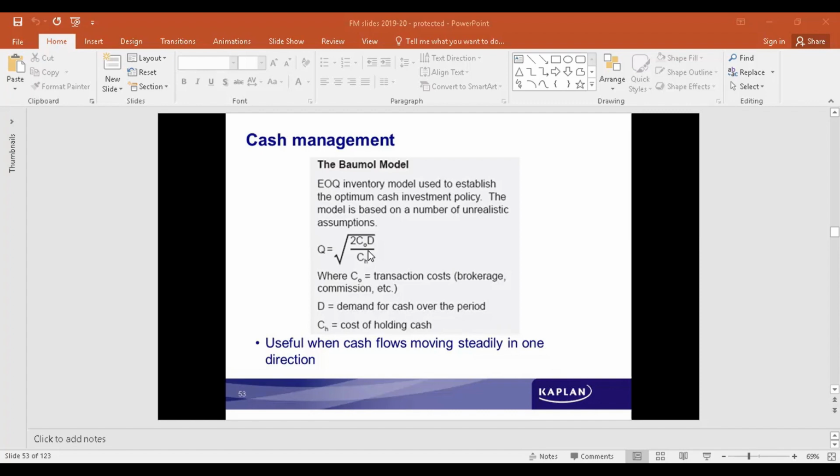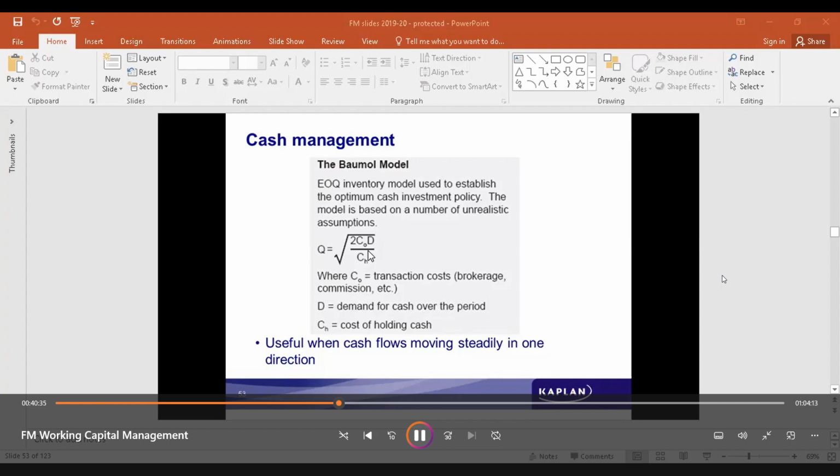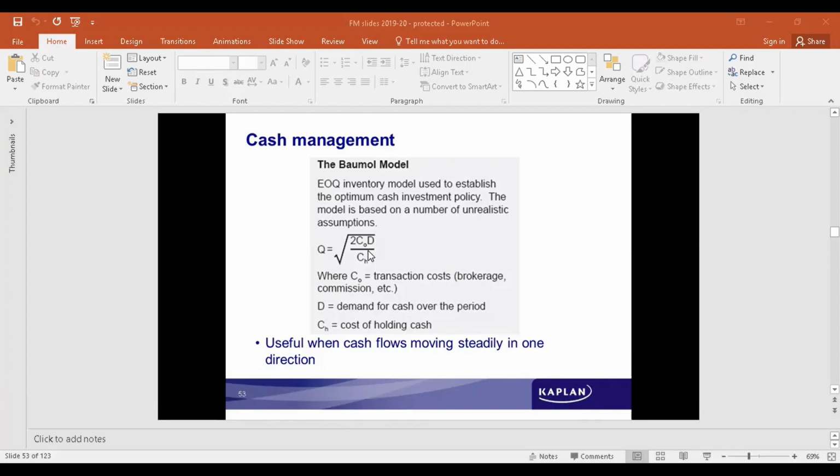Why is this important? The cash is never kept idle in the business. Cash has to be invested in some asset or the other, some activity or the other. The reason is cash kept idle does not give any kind of return. Therefore, cash has to be invested into some activity. Then only it is possible to earn a return. So, focus is on profitability.